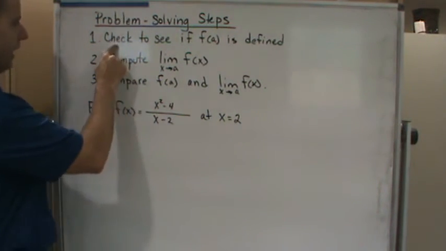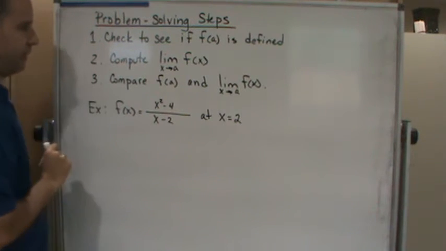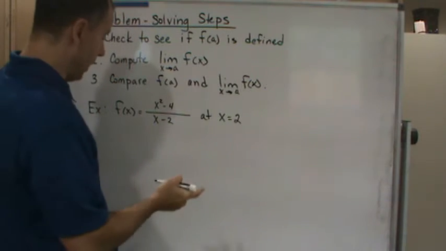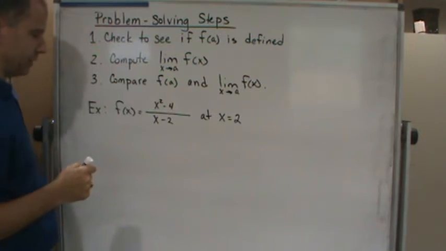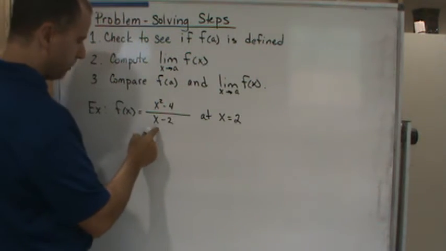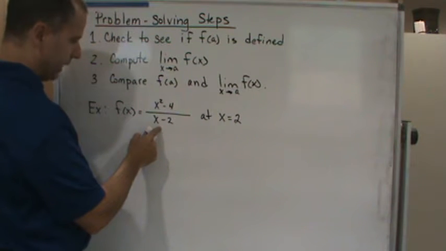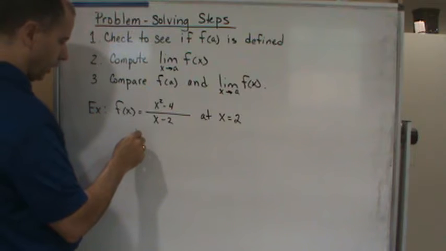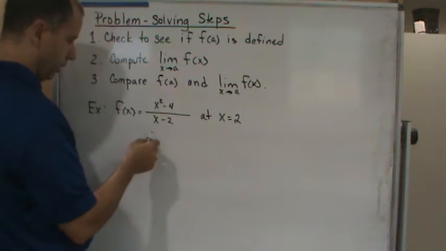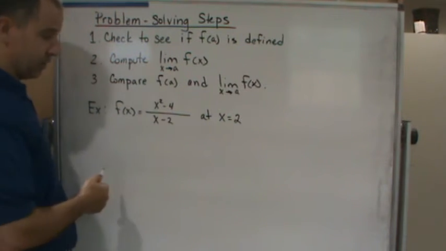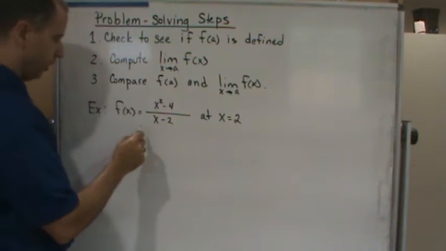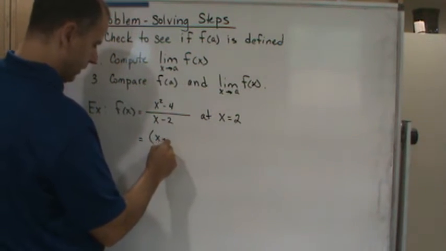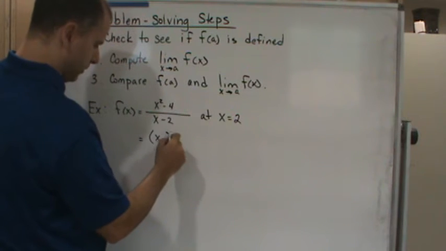It says, check to see if f of a is defined. Well, we plug in 2 and see what we get. Right away, if we plug in 2, we get 0 over 0, right? Okay, so remember, this one we're going to have to factor. We're going to factor the top because it's the difference of two squares.